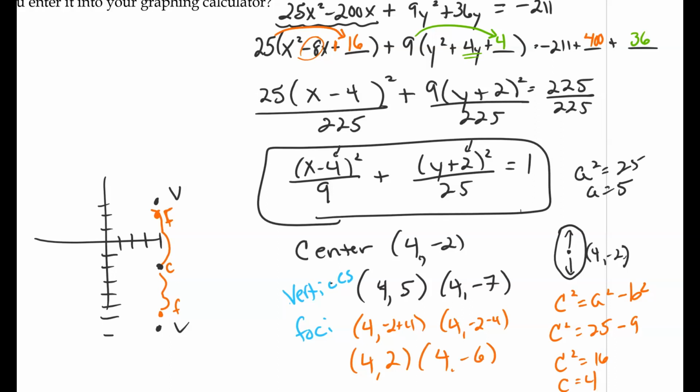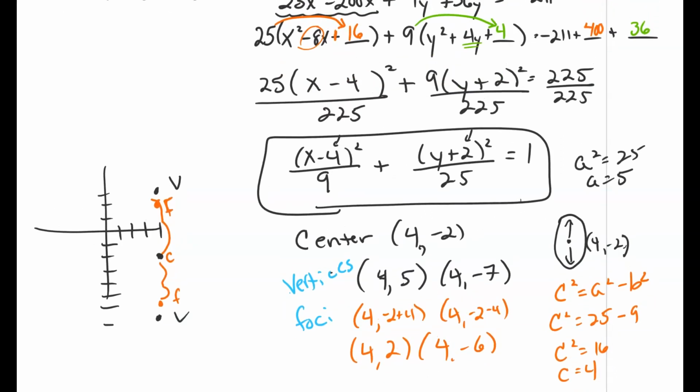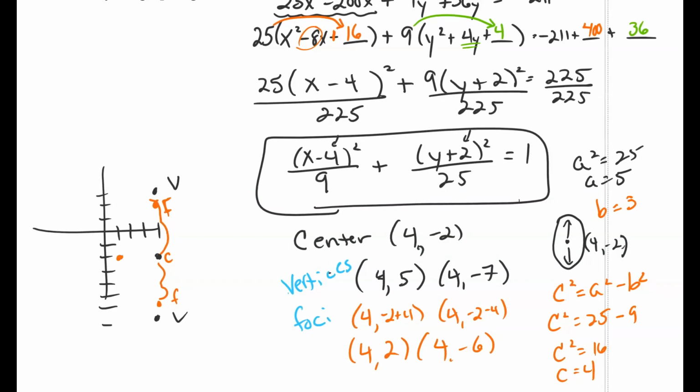All right, now, with this, we want to be able to graph this quick. The only thing missing is my co-vertices. Well, remember we use b in order to get that. What's b in this case? Well, b is just going to be the square root of 9, which is 3. So I just go over 3. 1, 2, 3. We go over 3 the other direction. And we could draw in our ellipse. Now, you are not required to do all of that, but that is the type of information you'd have to be able to do on your homework.